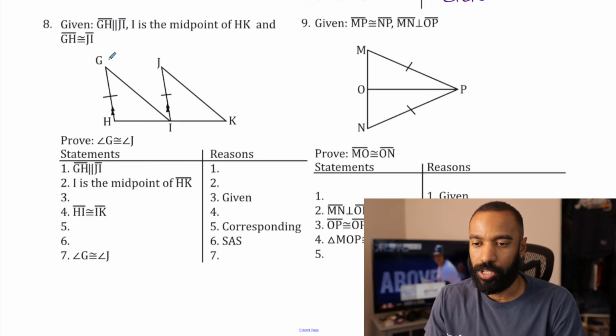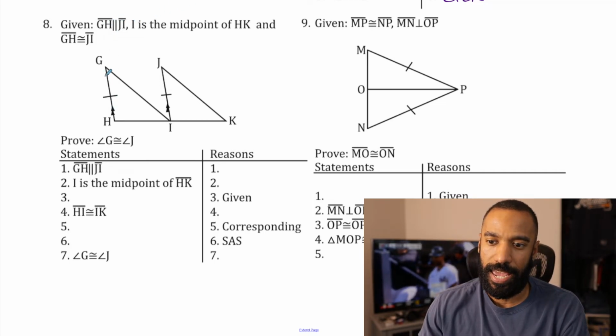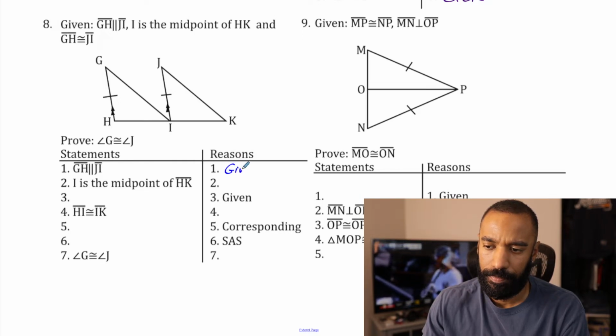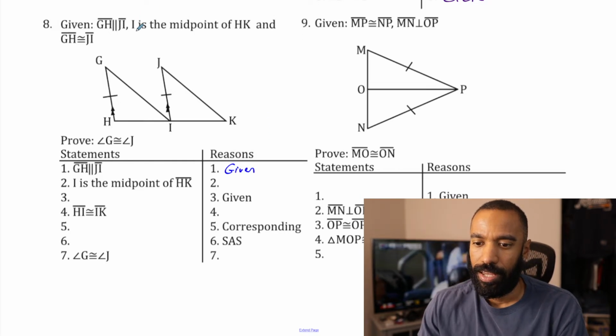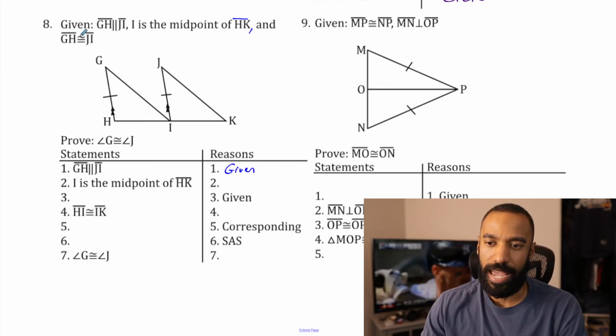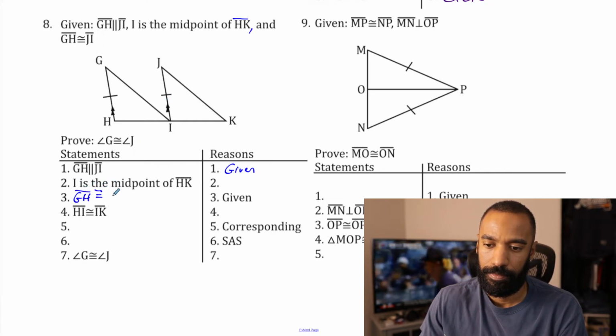Given GH is parallel to segment JI, so GH and JI have our arrows right here. That is a given. Given that point I is the midpoint of segment HK, and then segment GH is congruent to segment JI. So these segments are not only parallel, but they're also congruent. So that would be that one here.